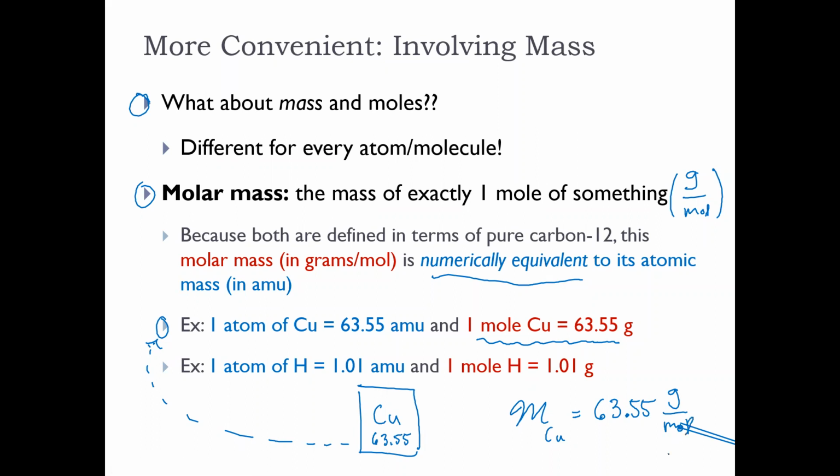Pardon the pen here. If we look at the periodic table for hydrogen, the number at the bottom is 1.01. Again, this is the mass of a single atom in AMUs, or the mass of a mole of atoms in terms of grams.